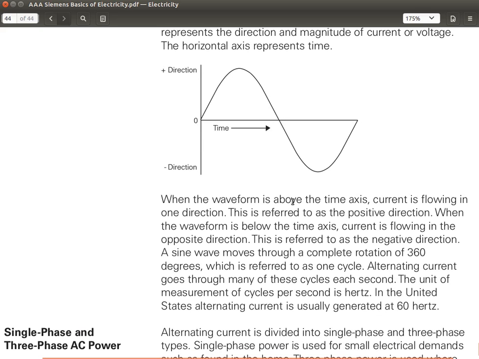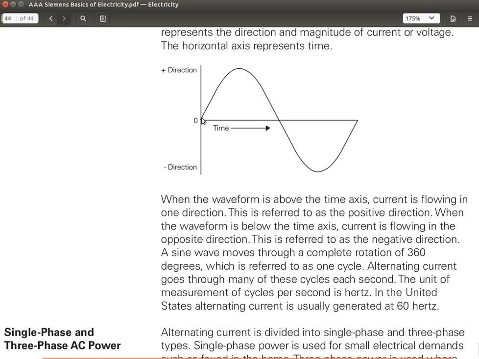When a waveform is above the time axis, current is flowing in one direction. This is referred to as the positive direction. When the waveform is below the time axis, current is flowing in the opposite direction. This is referred to as the negative direction.